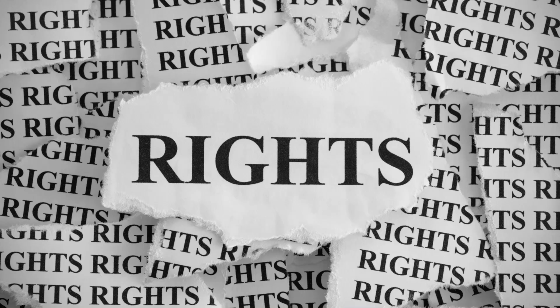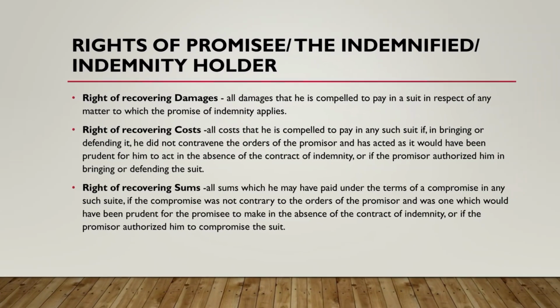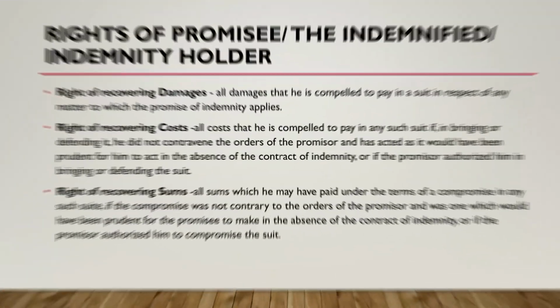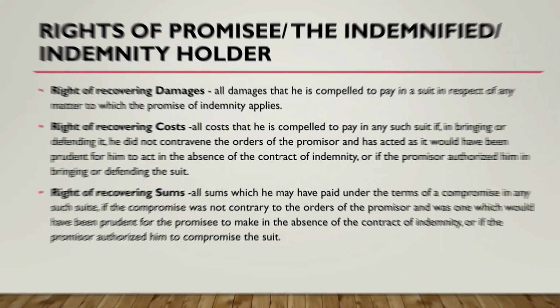You should know what the rights of a promisee are under this. As per this contract of indemnity, the promisee can ask for three things from the promisor, because the promisor has given a promise that whatever damages happen, whatever cost is incurred, whatever loss happens, that person will make it good. So the rights of the promisee can be categorically divided into three parts. One, right of recovering damages. Second, right of recovering costs. And third, right of recovering sums.